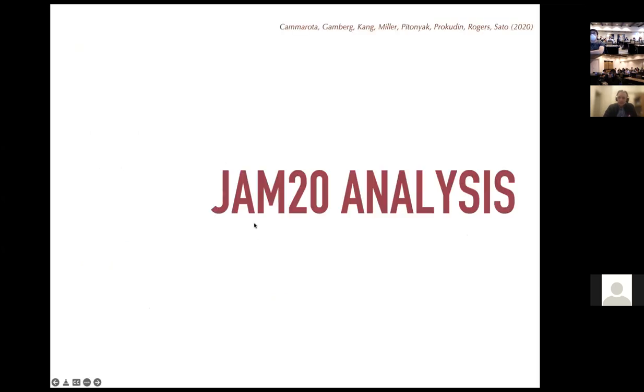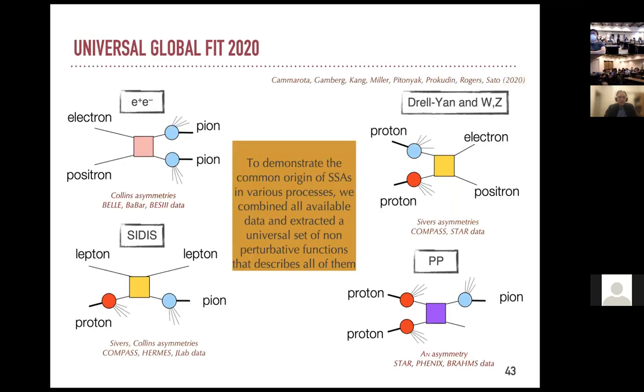So now it's actually my pleasure to introduce this example of phenomenological analysis, which is the JAM20 analysis. This was led by Justin Cammarota, who's actually in the audience, I hope, today. This paper is pretty important in my view. JAM did this in 2020, published in 21. So why it's important, what this analysis is about.